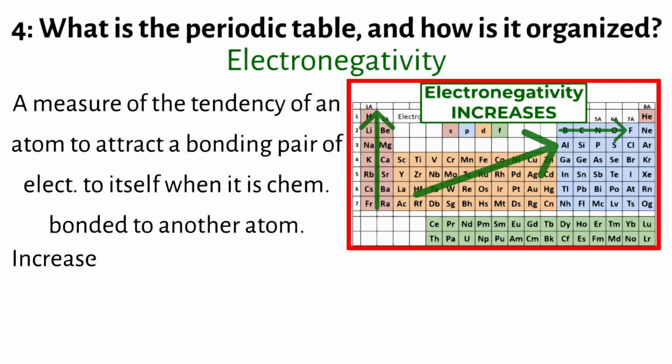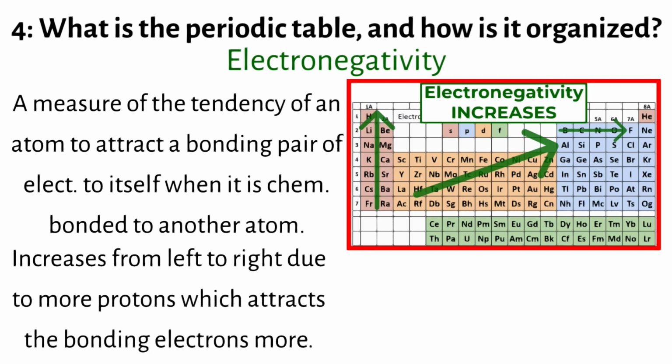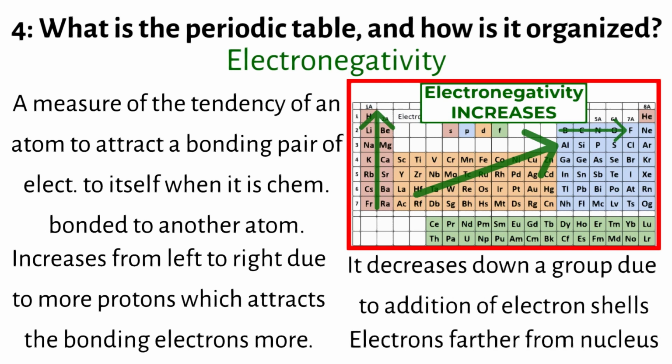It increases across a period from left to right due to more protons, which effectively attracts the bonding electrons more strongly. It decreases down a group because the addition of electron shells places the outer electrons farther from the nucleus, reducing the effective nuclear attraction on those electrons involved in bonding.